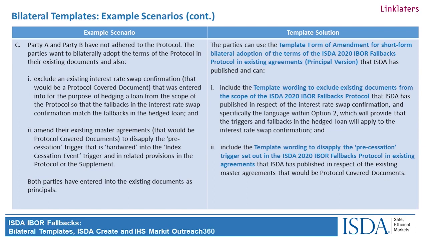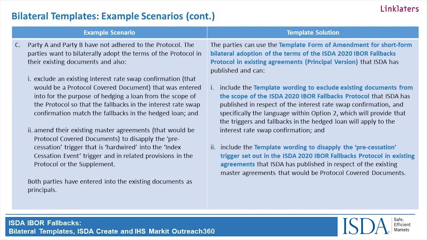So on this slide in example C, we're going to move on to something slightly more complicated, but we're also in a scenario where Party A and Party B have not adhered to the protocol. They want to adopt the terms of the protocol, so they want to implement the new fallbacks in their legacy transactions, but they want to do so with a few modifications.